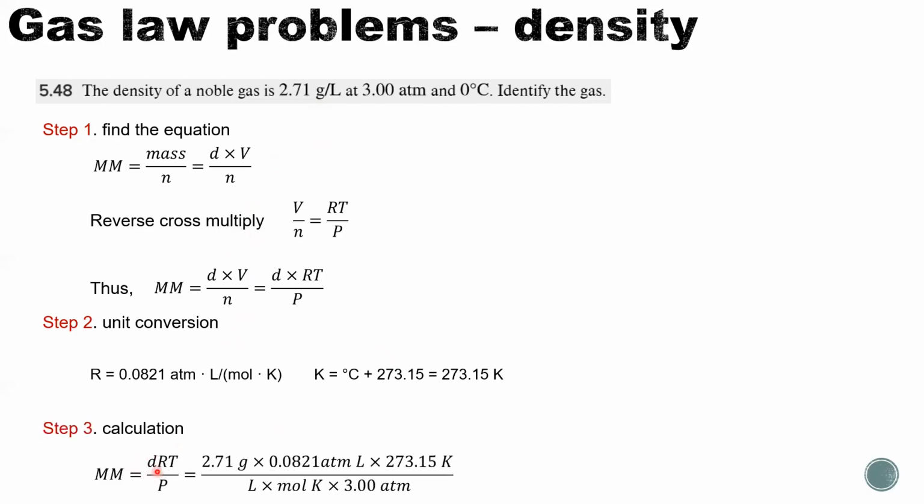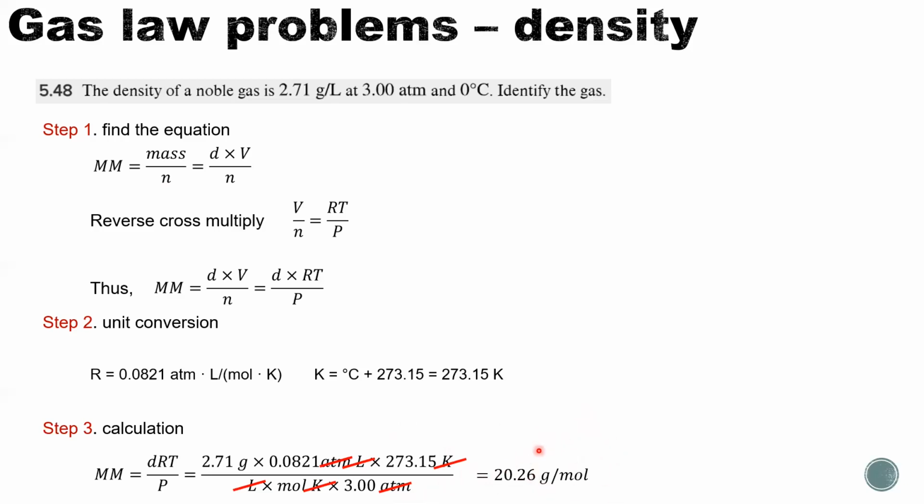Okay, molar mass equals the density, 2.71 gram per liter. I'll write liter in the bottom, right? It's the same thing. Times R, 0.0821 ATM liter per mole per Kelvin. Again, I put per mole per Kelvin in the bottom. And then the temperature, 273.15 Kelvin. The pressure is 3.00 ATM. Then you can cancel out a unit. What's left over is gram per mole, right? So it's 20.26 gram per mole. Then we are good.